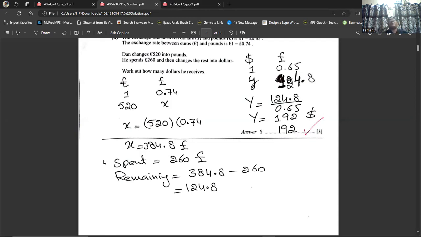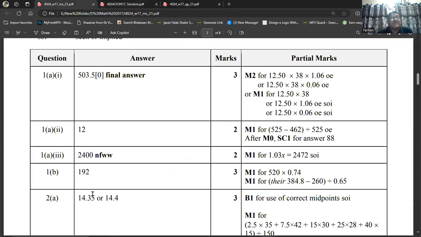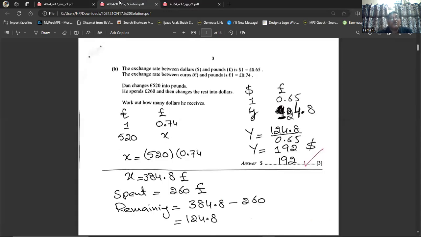Then I will convert the remaining pounds back into dollars. The exchange rate between the dollar and the pound is given: $1 is 0.65 pounds. So if you have 124.8 pounds, how many dollars will you get? Y will be equal to 124.8 divided by 0.65, and that will be $192. So $192 is the right answer, sir. This is how we solve this B part.